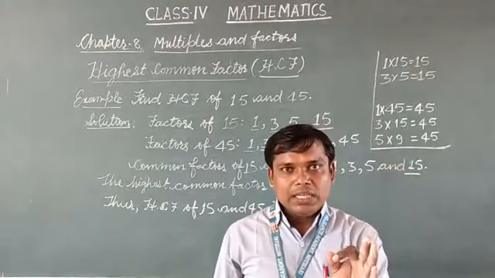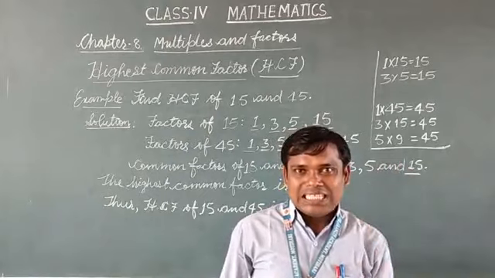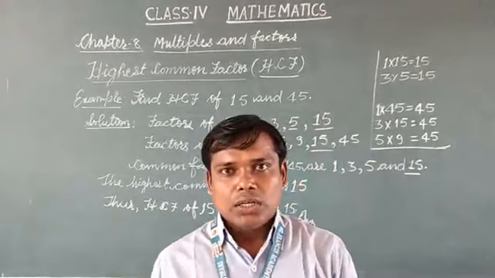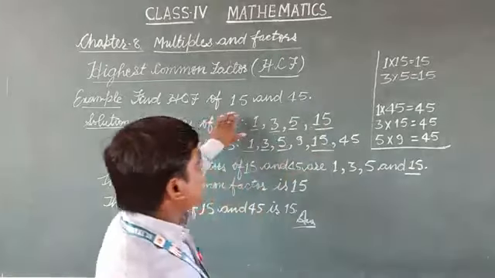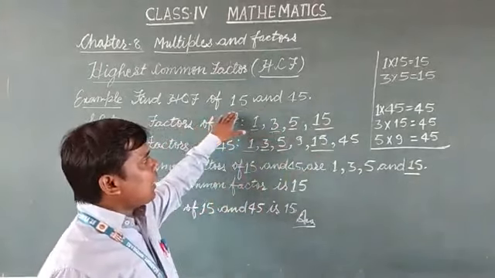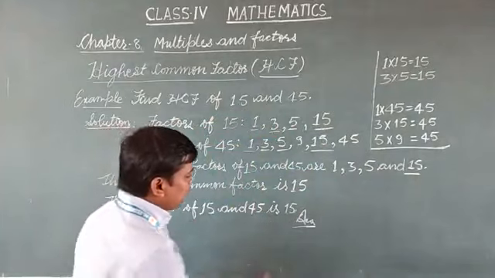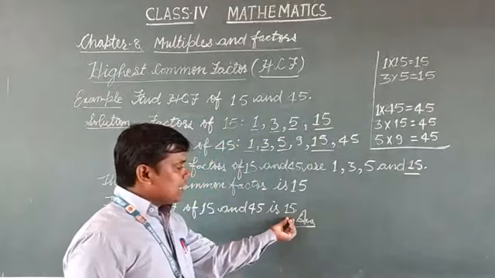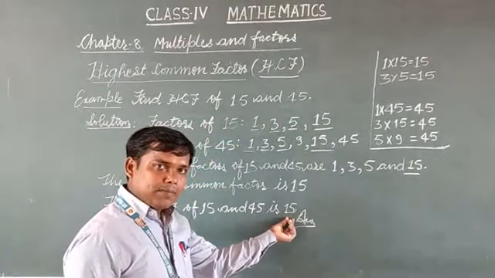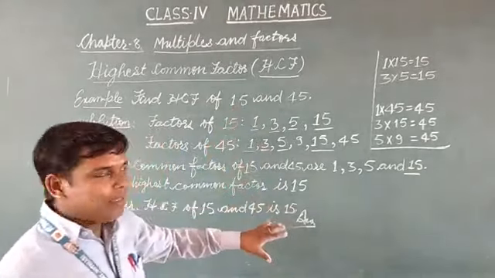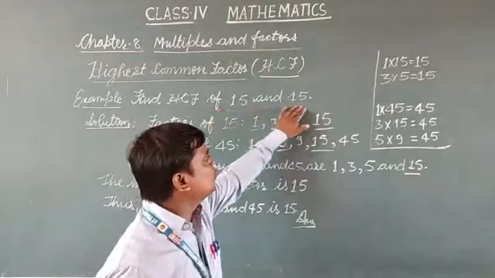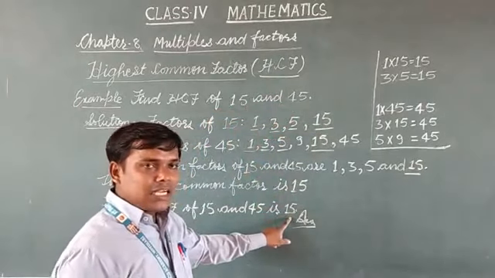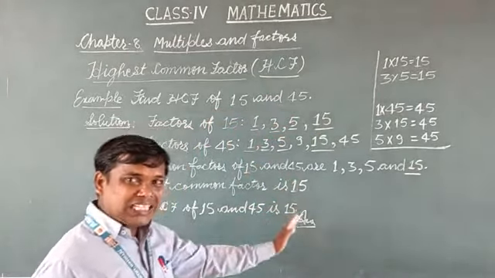It may be equal to or less than the smallest number of the given numbers. For example, here we have written the HCF of 15 and 45. It is here 15. So we observed in this case 15 is the smallest number among these two. So HCF is equal to 15 or less than 15.